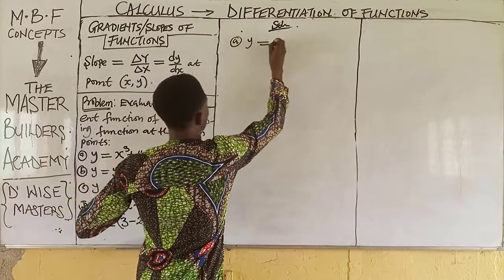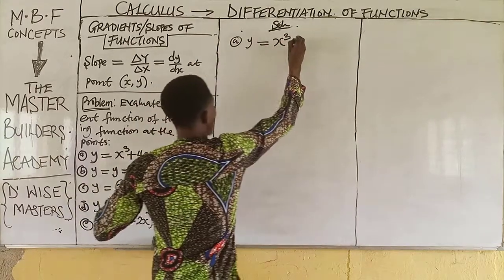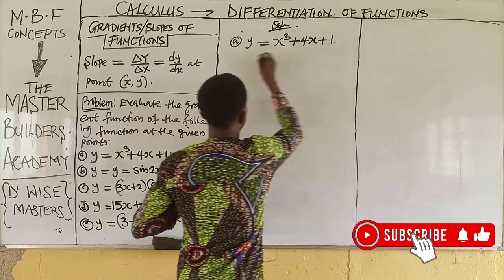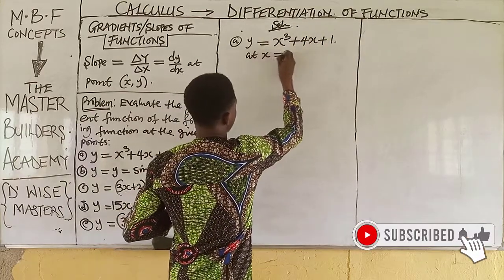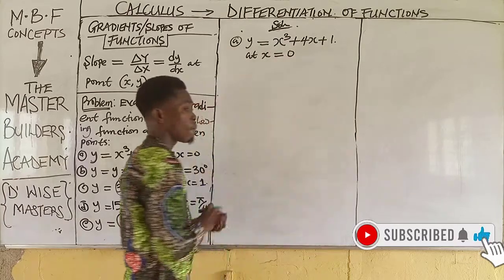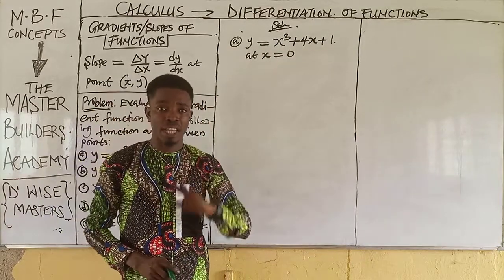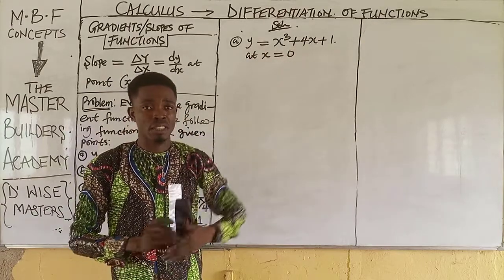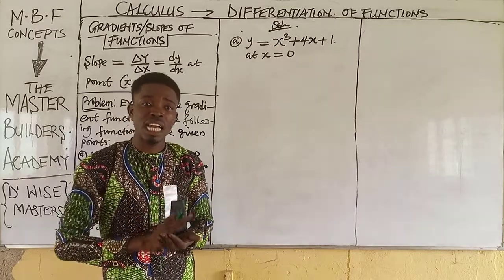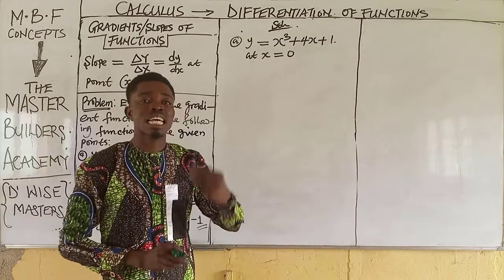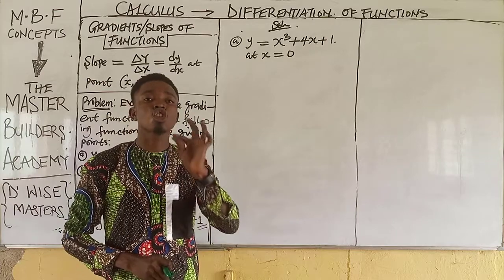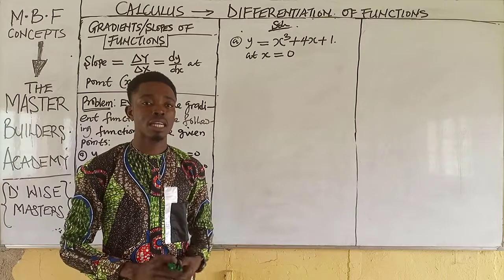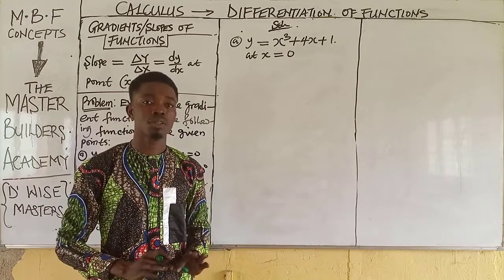y is equal to x cubed plus 4x plus 1 at x is equal to 0. All that you simply do here is to differentiate y with respect to x. After you have successfully differentiated y with respect to x and you are satisfied with your answer, then substitute the value of x. Simplify. Get your answer. That is all. The job is done.